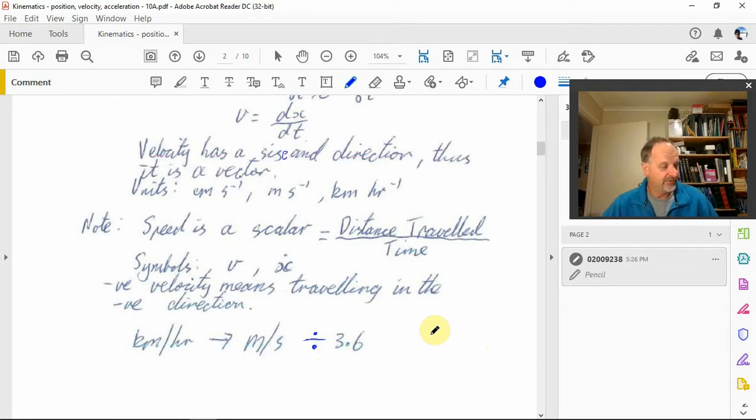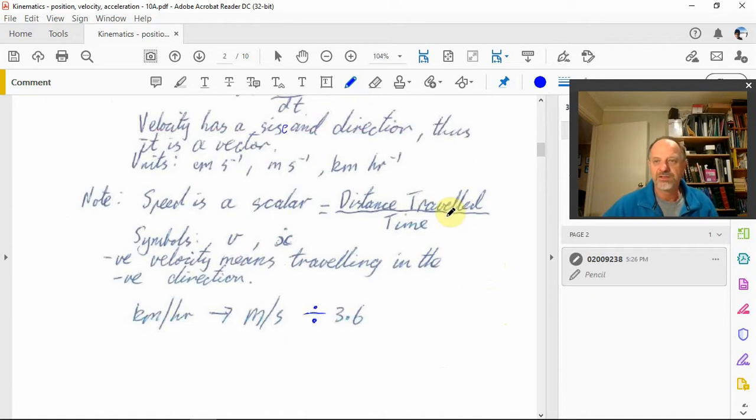And if you want any great detail as to how that comes about, just ask and we can show you how it becomes 3.6. All right, so let's have a look at an example on those two things first: distance, displacement, position, velocity, speed. Let's have a look at an example which incorporates those things.